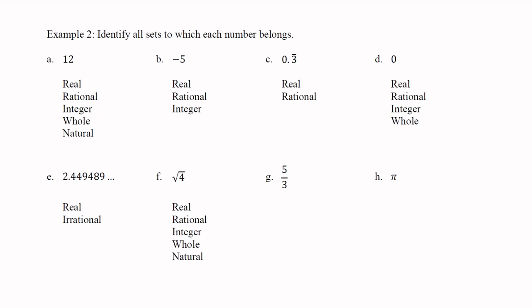All right, for G, we have 5/3. That's a fraction, so it's real and it's rational. But the denominator is not 1, so therefore, that's as far as we can go. It's not an integer. And if it's not an integer, it's not whole. And if it's not an integer, it's also not natural. Okay? And then finally, for H, pi is our classic example of a real irrational number.